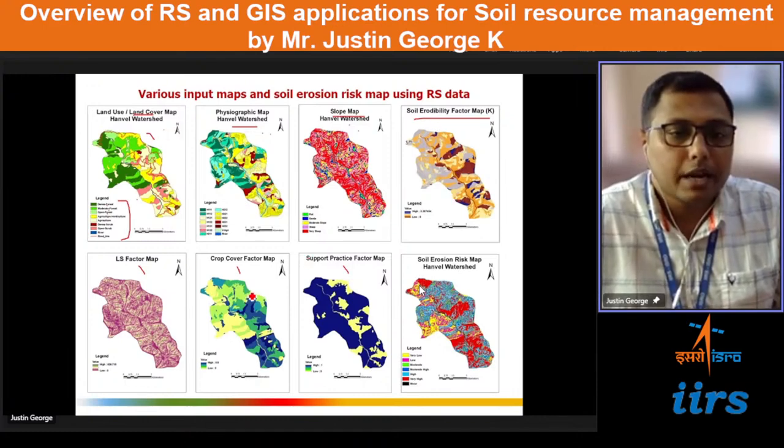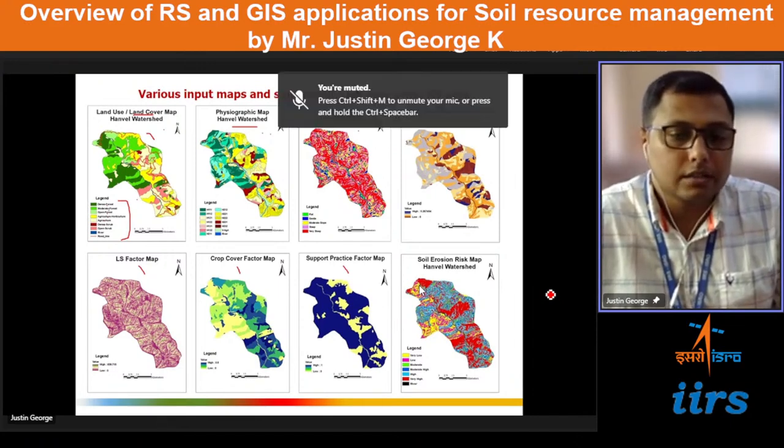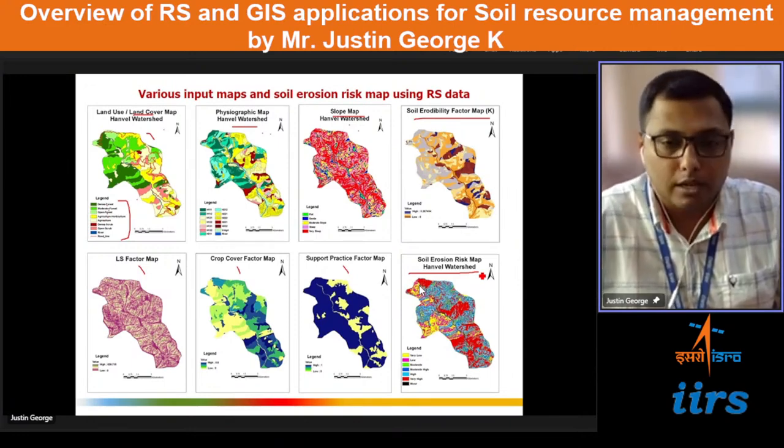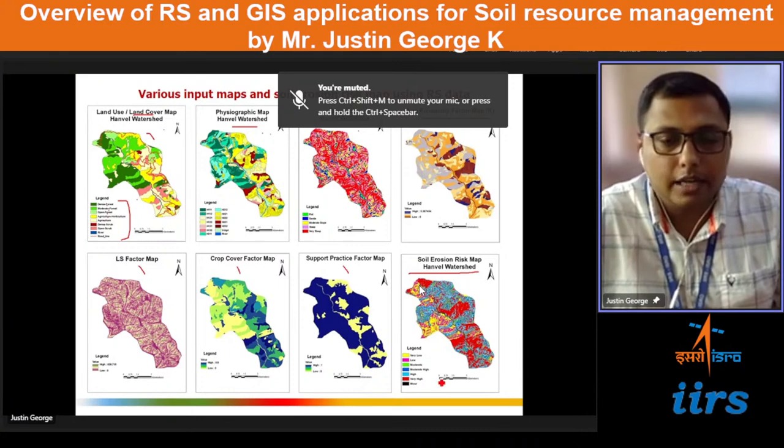So ultimately, combining all these different erosion controlling or erosion determining factors in a geospatial domain, we can generate the soil erosion risk map of the area by using a particular empirical model, which is known as the Revised Universal Soil Loss Equation, or the RUSLE model.